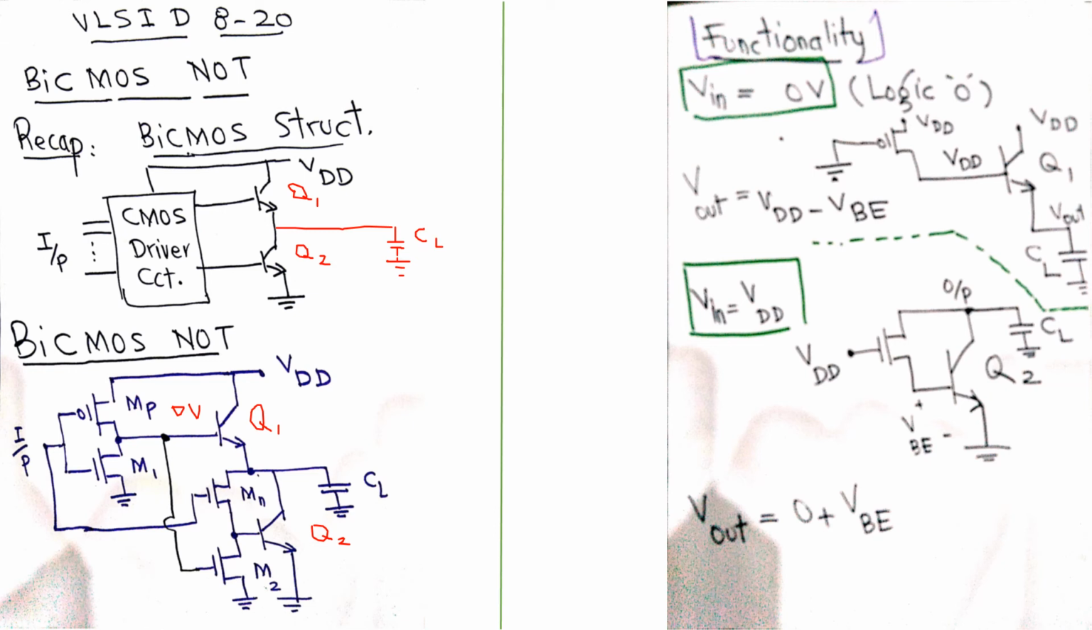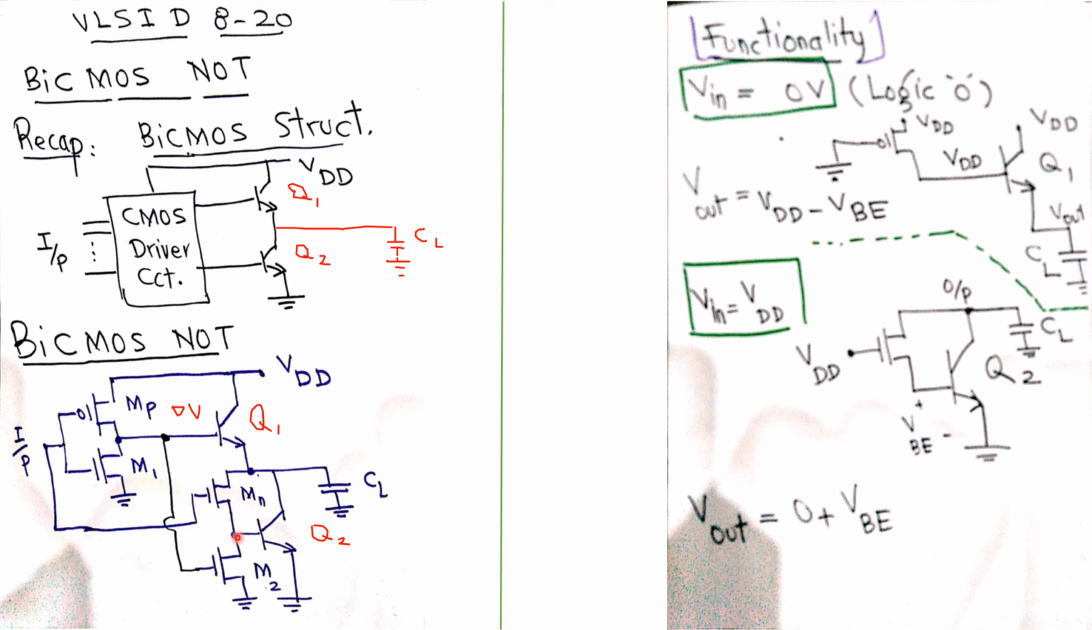right? So let's see what the output is then. This 0 volts that we apply here, this 0 volt is also applied here. This means this M2 is also off. But look at this MN, this is on because the input of this transistor is at 5 volts, VDD. This means anything that is here at this point will be available at the output.